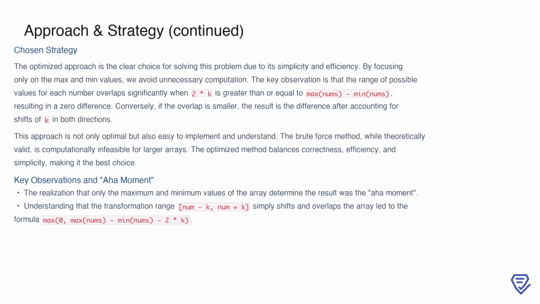This realization was the aha moment in developing this solution, understanding that the transformation range, number plus or minus k, effectively shifts and overlaps the array. The formula max(0, max(nums) - min(nums) - 2*k) succinctly captures this logic, making the optimized approach not only effective but also elegant in its simplicity.